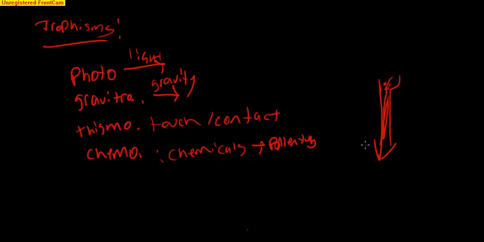Cellular respiration. A glucose plus 6 oxygen with the use of enzymes yields 6 carbon dioxides plus 6 water and 36 to 38 ATP. Osmosis is the movement of water molecules from an area of higher concentration to an area of lower concentration through a semi-permeable membrane.